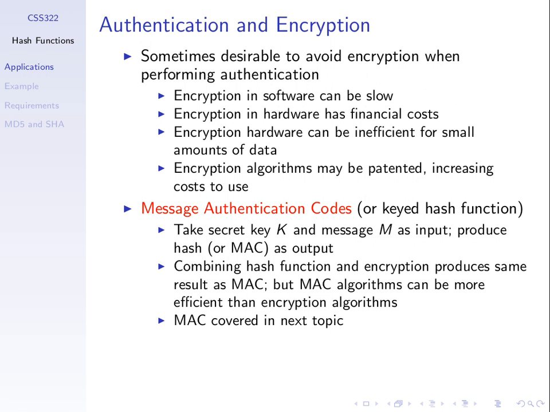If we have a small piece of data, some hardware encryption algorithms can also be inefficient or slow. Encryption algorithms, sometimes you need licenses to use them. They are patented, and therefore, again, there's some cost incurred of using them. So sometimes we don't want to use encryption if we don't need it. And we saw an example before that provided authentication without relying on encryption.